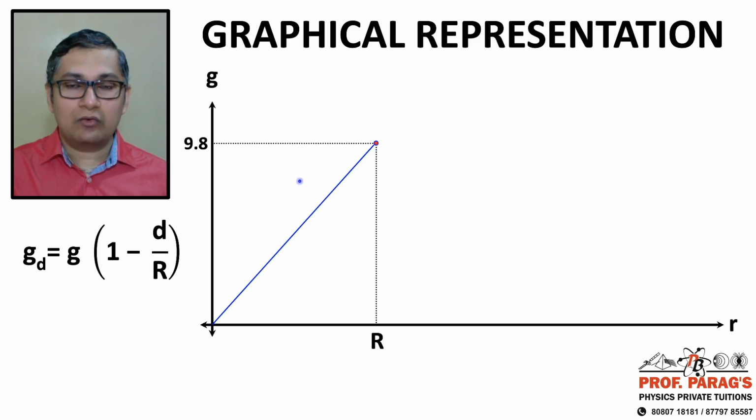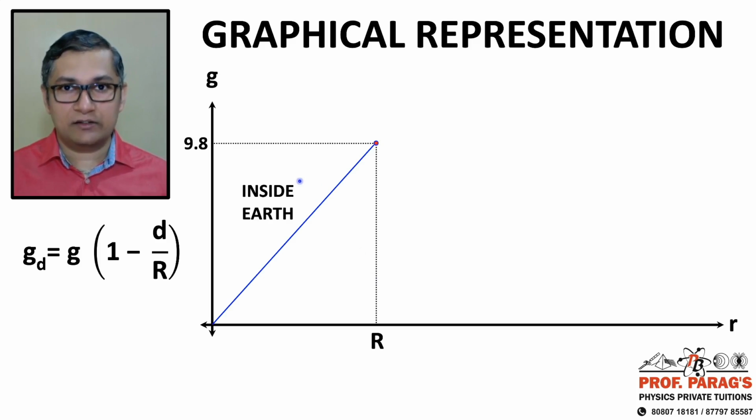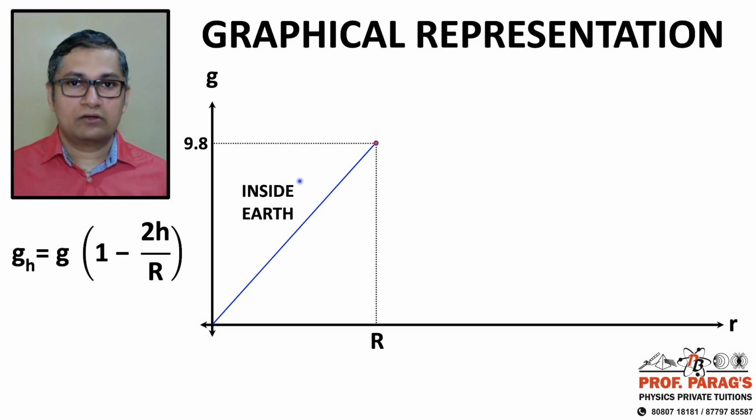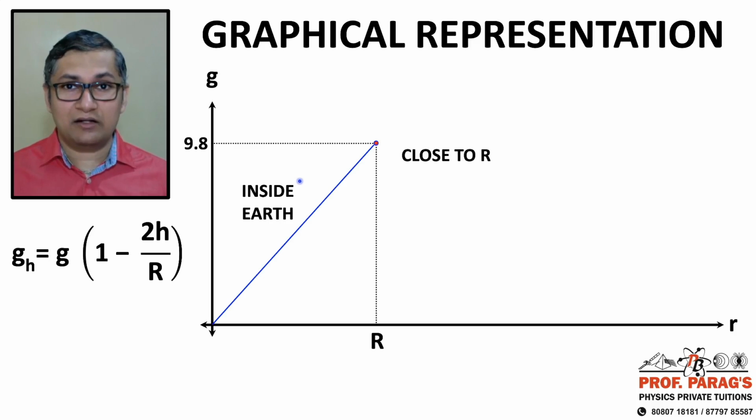Alright, so now let's go to a height h. So this is within Earth. I'm still inside Earth. Now let's go outside Earth. So the moment we are raised from the surface of Earth, the first thing we could do here is use the formula gh is equal to g into brackets 1 minus 2h by R. And if you recall, this formula is for LEO satellites, that means satellites which are very close to the surface of Earth. So we can say, within 800 kilometers.